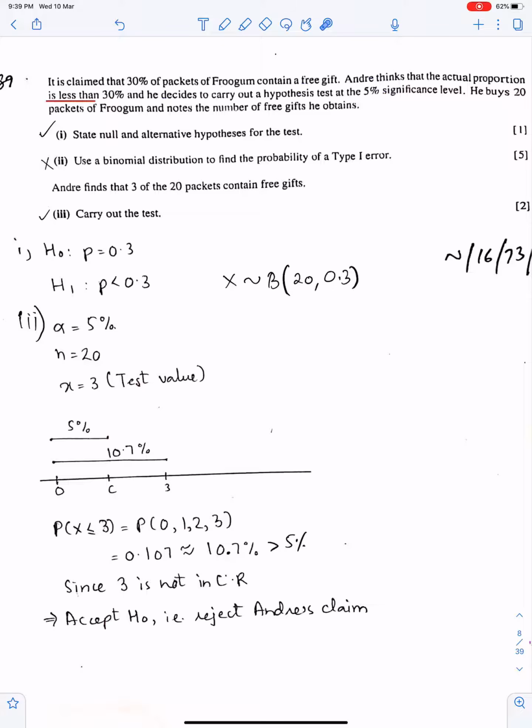Accept H naught, that is, reject Andrew's claim, or you should accept this claim: the fruit gums contain 30% of gifts. You can say here accept this claim, reject Andrew's claim, or accept the manufacturing company's claim. You can write your conclusion in any way. This one is fine.